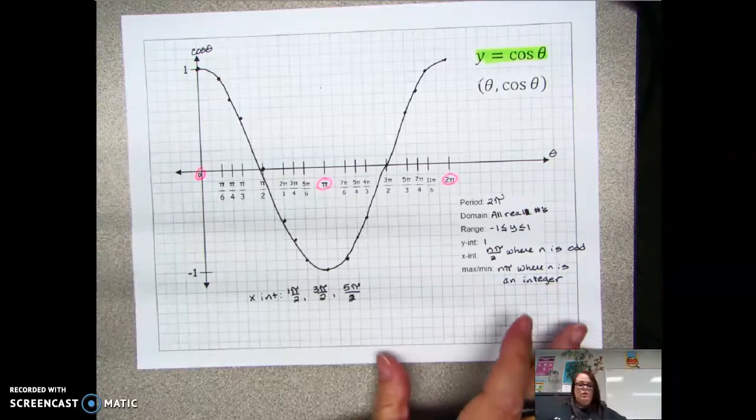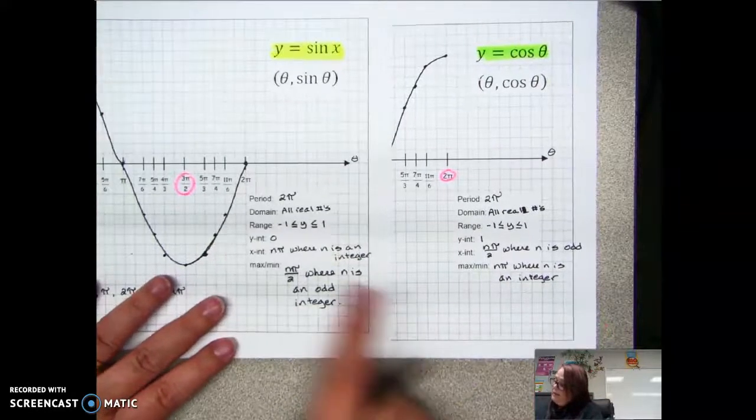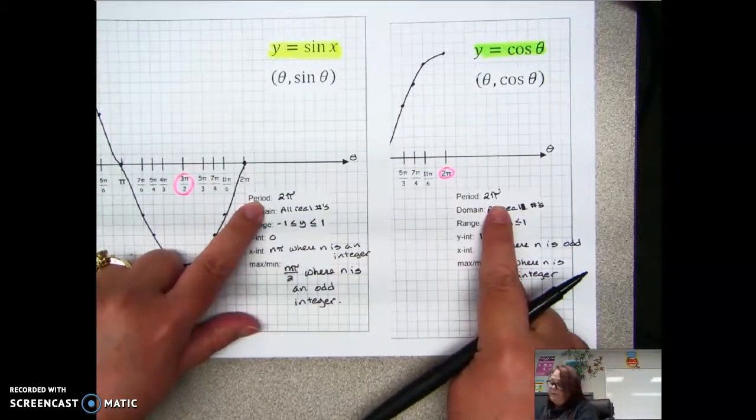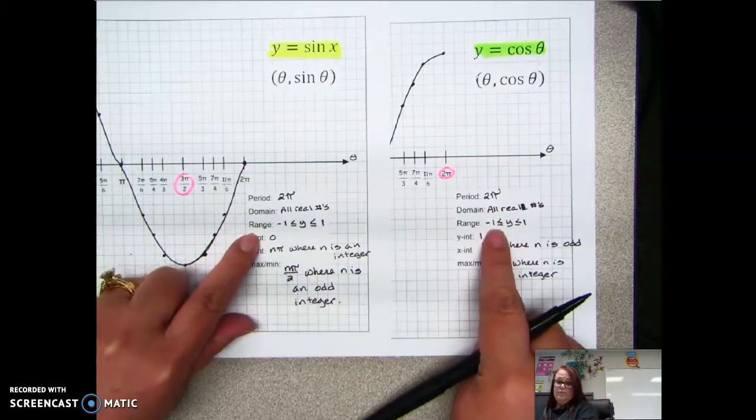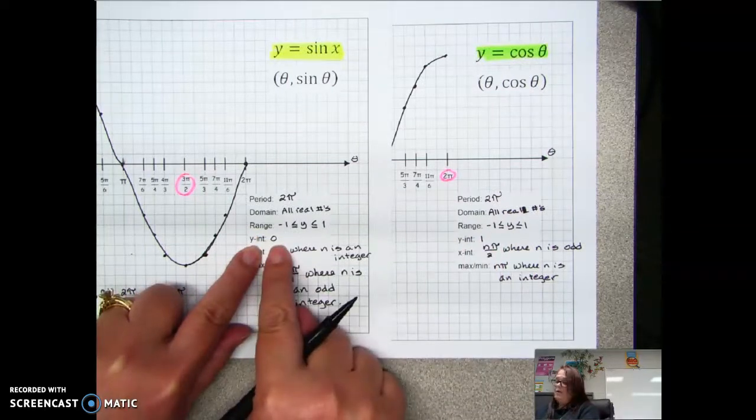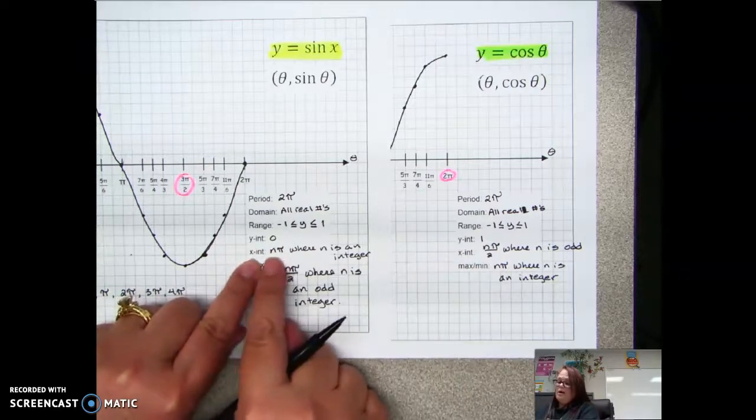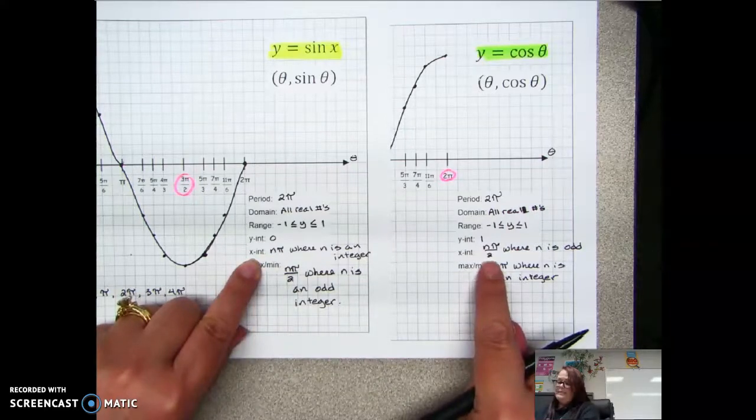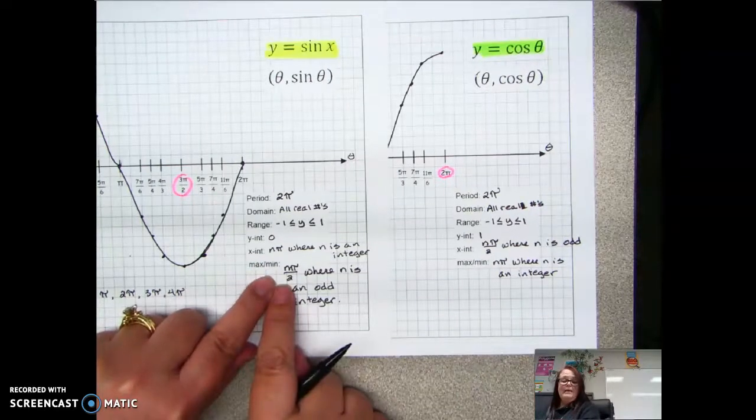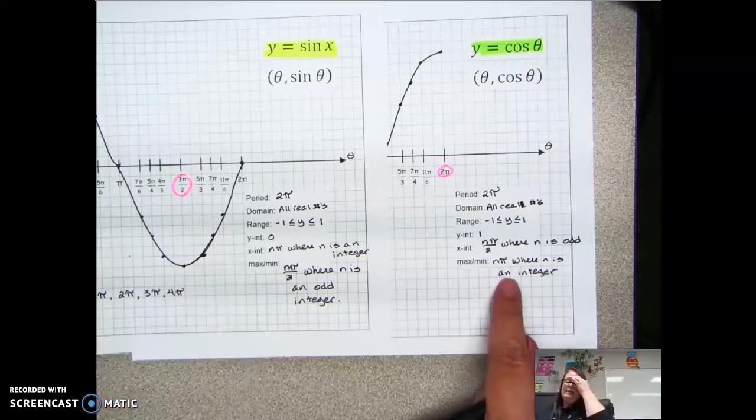So what I want you to notice when I put this next to my sine graph, we've got here, the periods are the same, the domains are the same, the ranges are the same, but that's where things end, because with sine, I start at 0, and at cosine, I start at 1. With sine, my x-intercepts are the integer multiples of pi, whereas for cosine, my x-intercepts are the odd pi over 2. With sine, I hit maxes and mins at my odd pi over 2, whereas with cosine, I hit my maxes and mins at the integer pi.